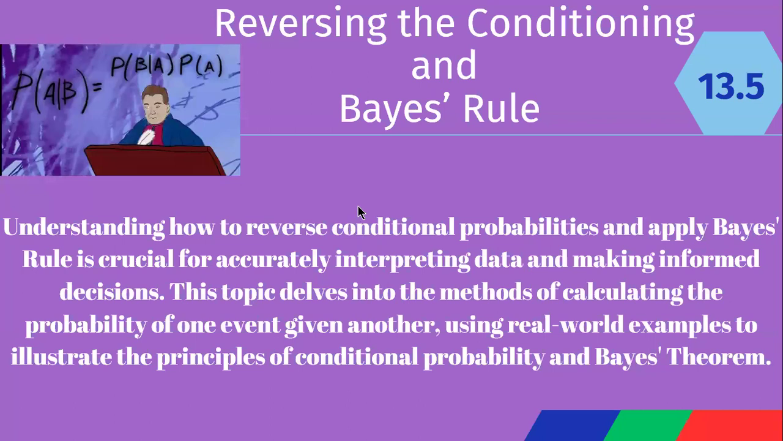Reversing the conditioning and Bayes' rule. Understanding how to reverse conditional probabilities and apply Bayes' rule is crucial for accurately interpreting data and making informed decisions. This topic delves into the methods of calculating the probability of one event given another, using real-world examples to illustrate the principles of conditional probability and Bayes' theorem.